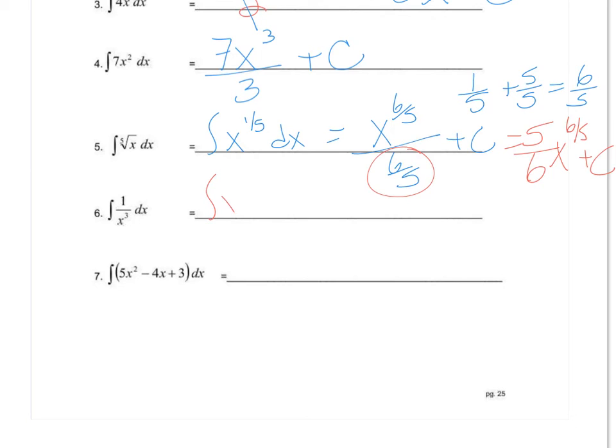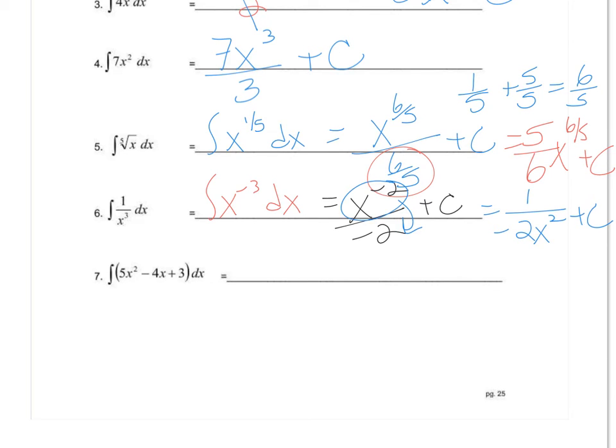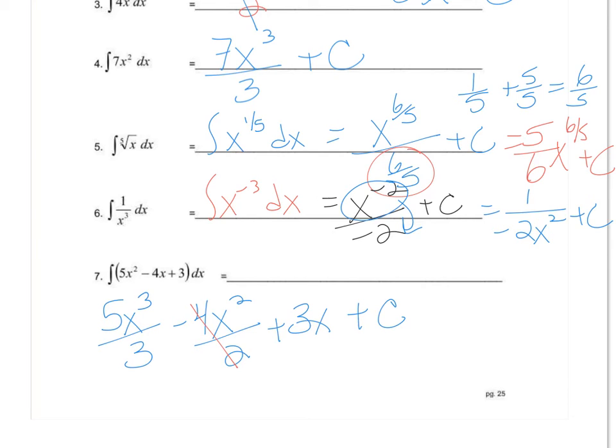Okay, for 6, we have to make this a negative exponent. Now I can add 1, divided by the new exponent. And the only thing I'm going to fix is this x to the negative 2 can come back to the denominator. Okay, so for 7, we're going to do each term individually as the power rule. And the only thing I would simplify in your answer is this 4 divided by 2. So we get 5x to the 3rd over 3 minus 2x squared plus 3x plus c.